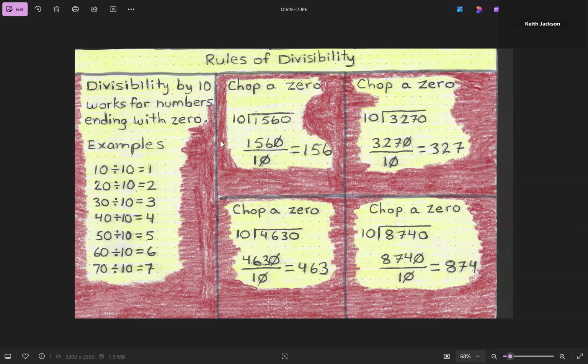And so as you can see right here, in the first big example, 156 is our quotient for 1,560 divided by 10. 327 is our quotient when we divide 3,270 by 10. And when we divide 4,630 by 10, our quotient is 463. And when we divide 8,740 by 10, our quotient is 874. You ever see some useful information now? And I wouldn't blame you if you need to pause the video just to take a look at everything or replay this video as many times as you need to gain a deeper understanding of divisibility by 10.